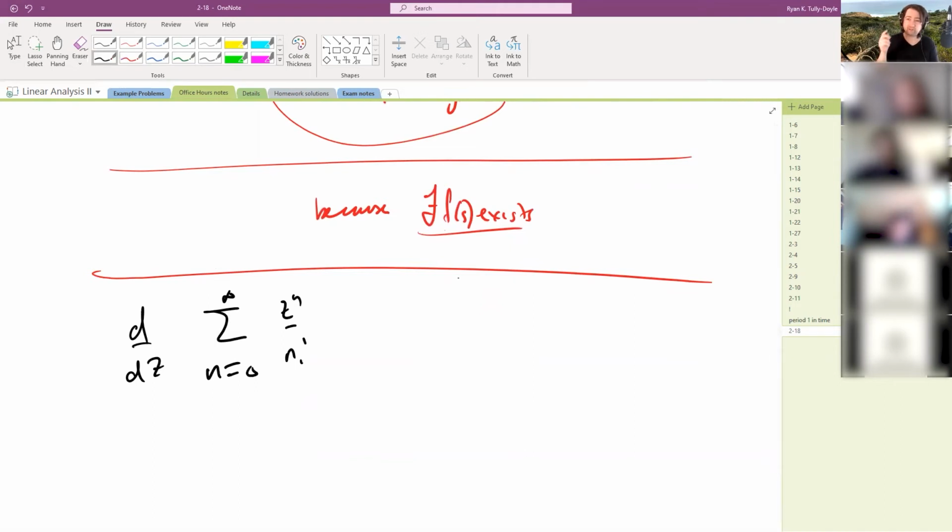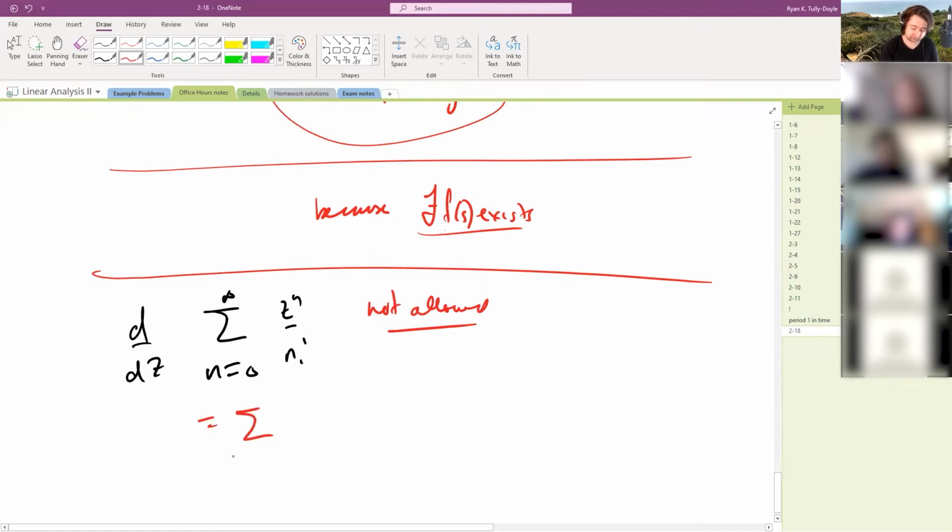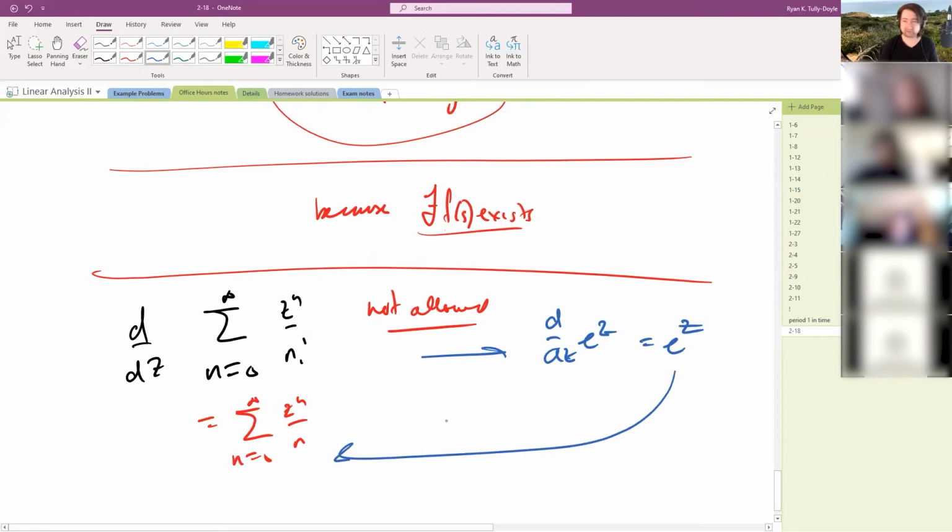Here, I'll start by telling you what not to do. You are not allowed to say that what you were trying to show is that this is equal to itself. Here is a circular argument. Oh, well, this is the same as saying d by dz of e to the z, which obviously is e to the z, and the power series for e to the z is this, and so you're finished, right? Because the derivative of e to the z is e to the z, so you're done. That's definitely what I did.